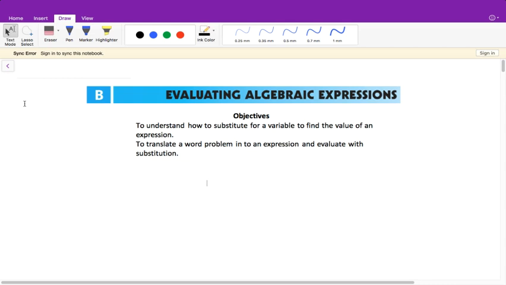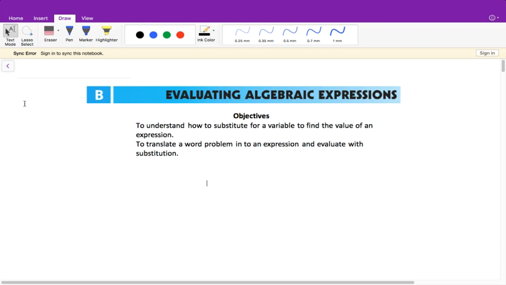All right, so now we're moving on to section B of chapter 1, and this is just evaluating algebraic expressions. So this section should hopefully be easy, and it definitely should be a review for all of you. You should all know how to evaluate an algebraic expression because we're just going to be substituting in.